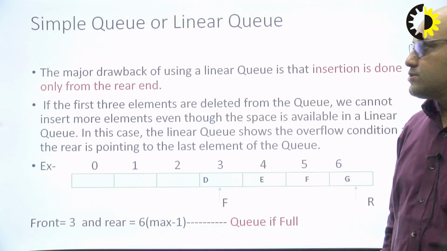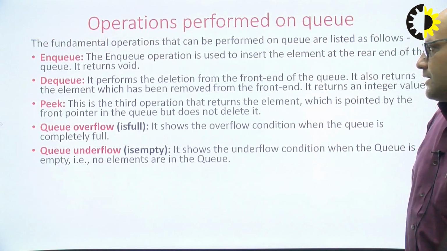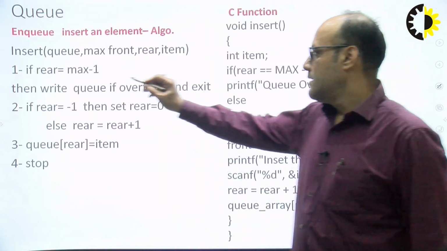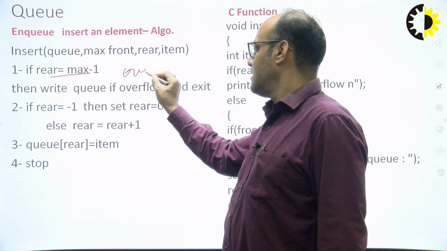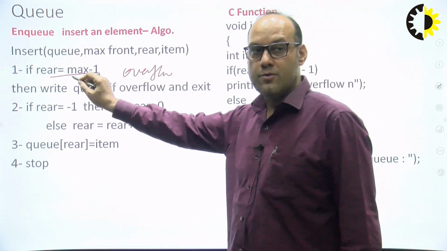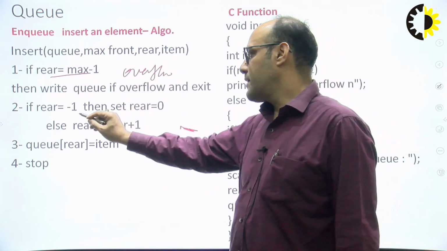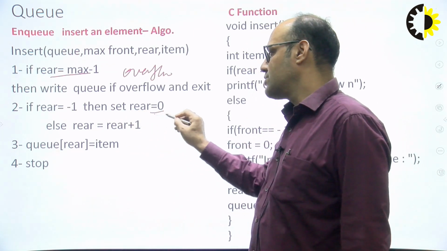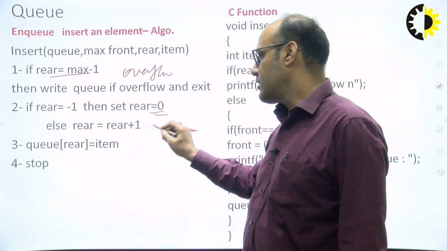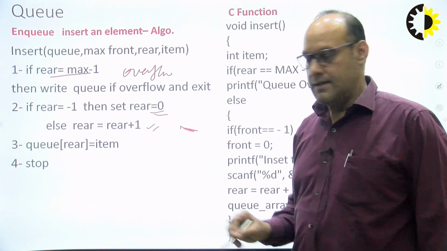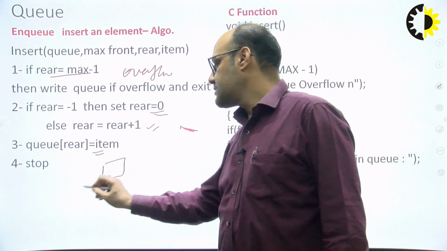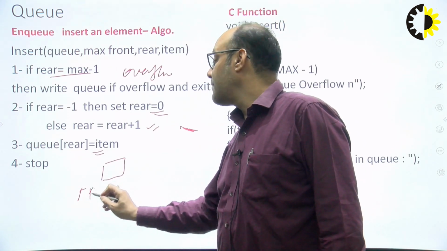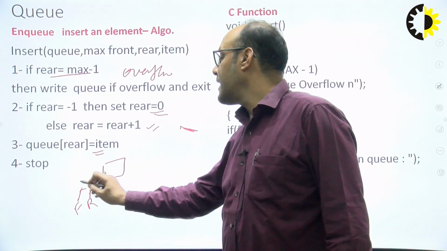Okay, let me show you the simple operation, that is enqueue, how it is performed. Firstly, we will check overflow condition. Overflow condition: rear is equal to max minus 1. If rear is equal to minus 1, then set rear is equal to 0, else rear is equal to rear plus 1. Then we will insert the item in a queue. For example, this is the first element that I am going to insert. Front and rear are pointing at minus 1.